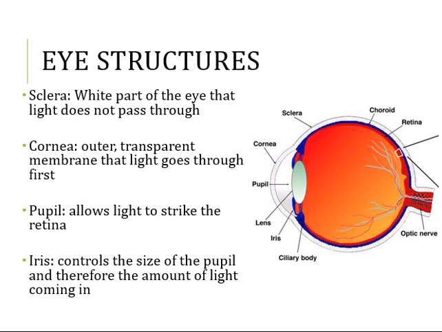And now we have the pupil. It's that dark black portion of the eye. And this is where light can strike the retina in the back of the eye. And finally, we have the iris, which is the pigmented or colored part of the eye. So if you have blue, green, or brown eyes, that's from the iris. This controls the size of the pupil or the amount of light that enters the eye.